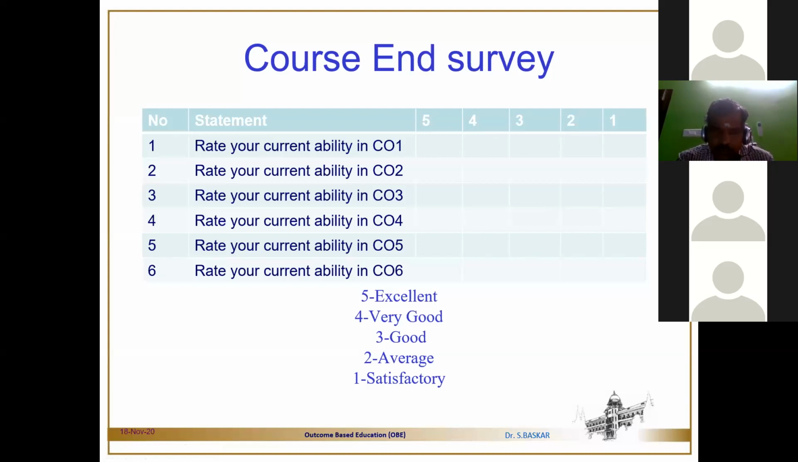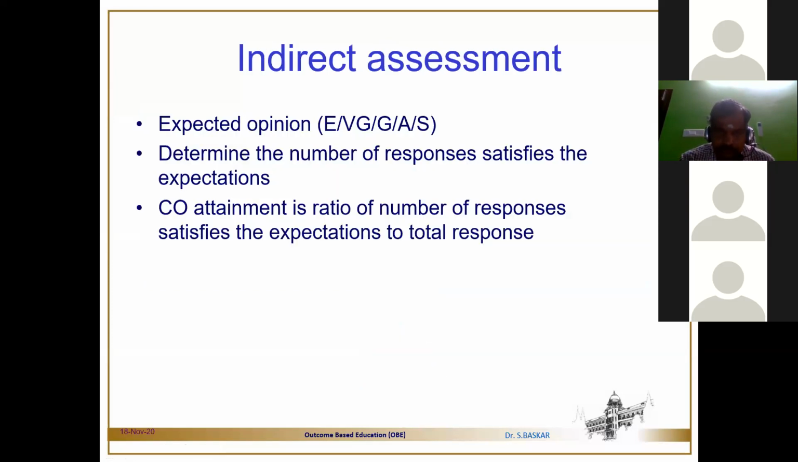Now, from this, we are going to find course outcome attainment indirectly. Just like we fixed targets for the direct assessment of COs, here also we are going to fix the targets, but it is not expected proficiency. It is called expected opinion. We have to fix one opinion between 1 to 5. Let us assume that for this first question, expected opinion is 3. That means you are expecting each student to give you his opinion as 3.